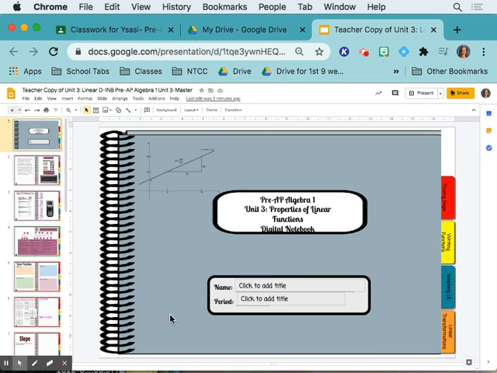Okay, so we have a new digital interactive notebook. We are talking about properties of linear functions. As you saw on your unit divider, it's mainly about slope and about graphing and writing linear equations.